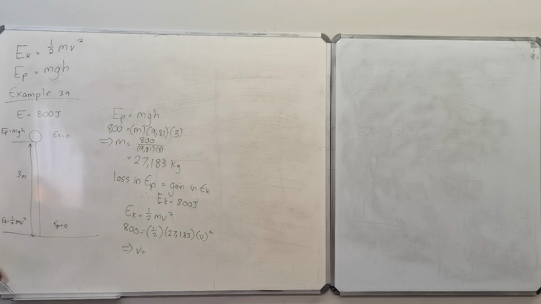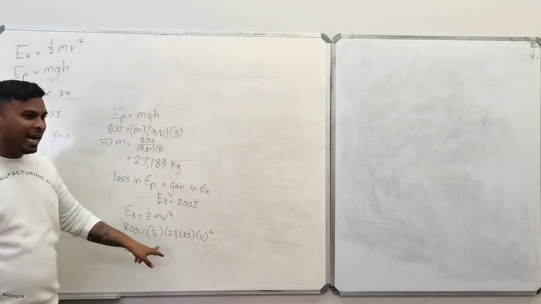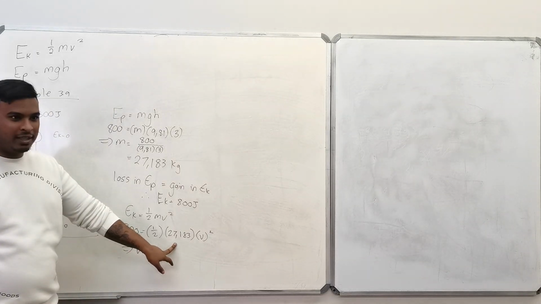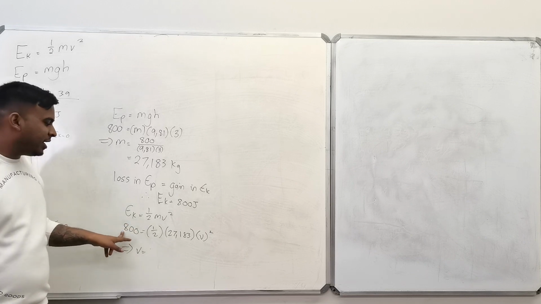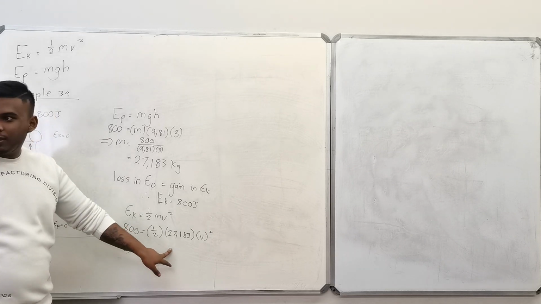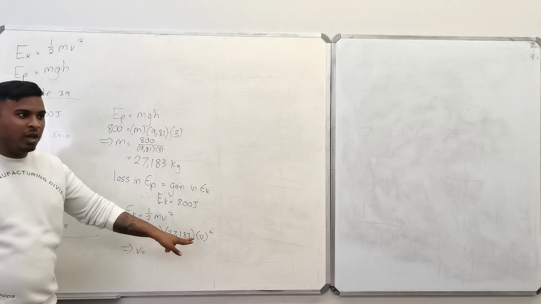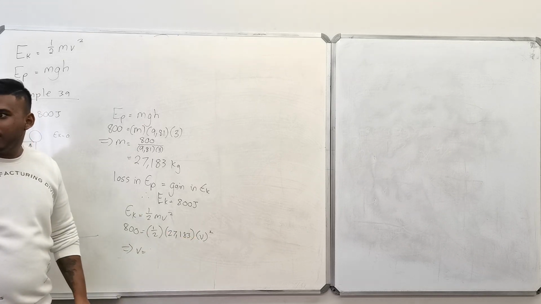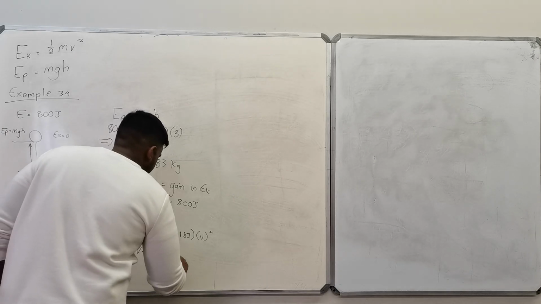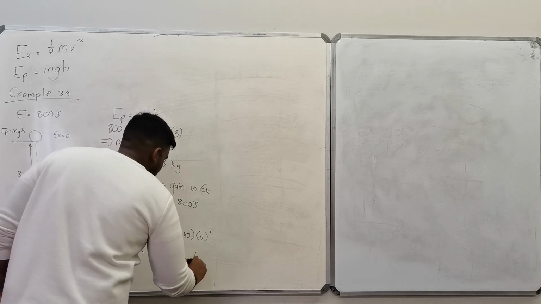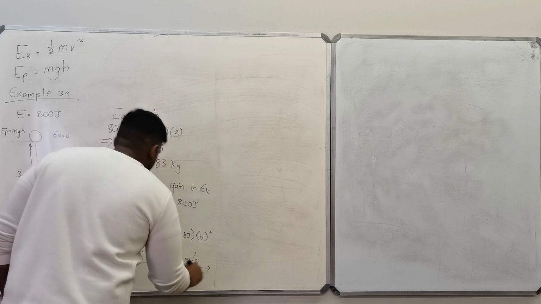Okay, so what you would do: multiply half by 27.183. You get the number. Take 800 over that number, and then square root that number. So the answer is 7.672 meters per second. So, what does this mean?